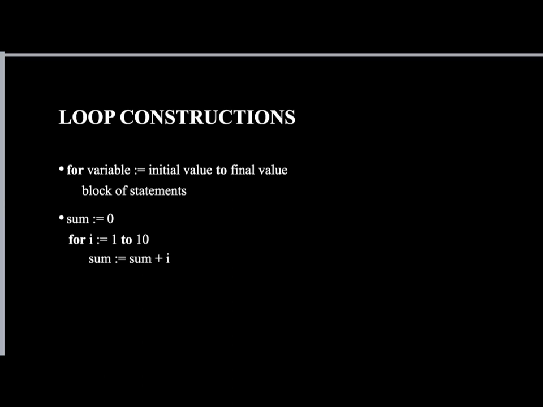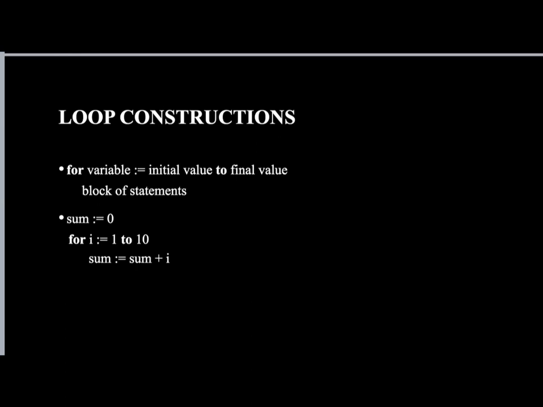So for example, we start out by assigning this variable sum to be 0. So I assign sum to be 0, and I have my loop construction. For I going from 1 to 10. So I is going to take on the values 1 to 10. Sum is going to be redefined as sum plus I. So let's see how that would work over here.